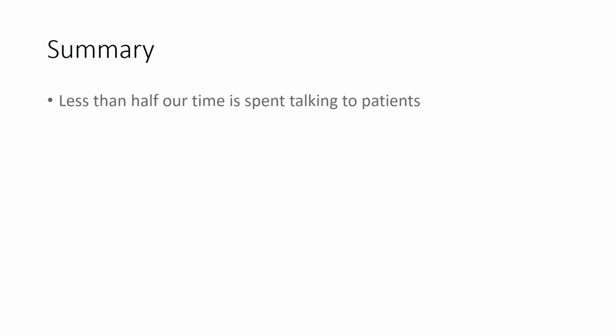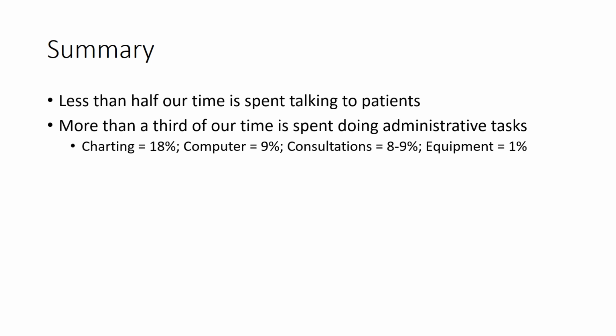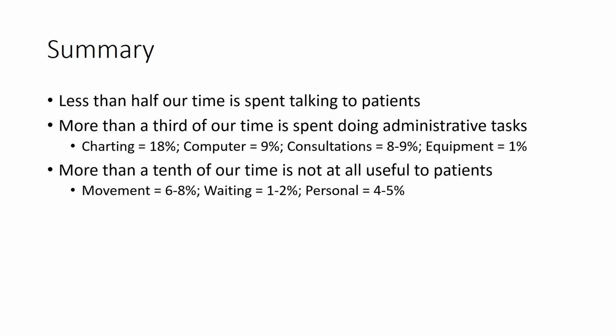So in summary, the important points. The number one important point is that less than half our time is spent talking to patients, which is what we're ostensibly paid to do. More than a third of our time is spent doing administrative tasks, so charting, computing, consultations, and getting equipment. And again, this was what the Physician Navigator program was actually meant to tackle. More than a tenth of our time is not at all useful to patients. You could argue that at least charting is kind of useful to patients, but more than a tenth of our time is not useful to patients. So moving around the department, just waiting is 1 to 2%, and personal time is 4 to 5%.